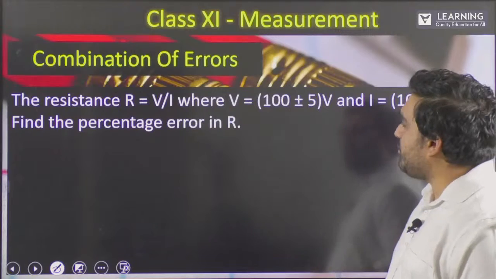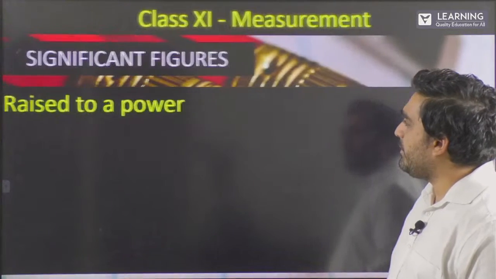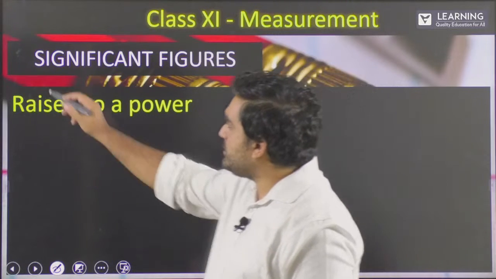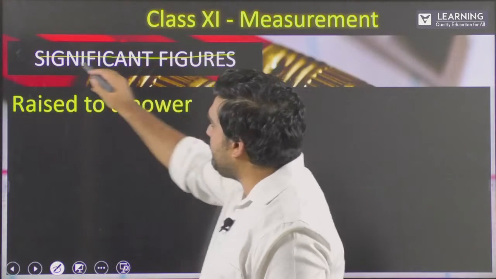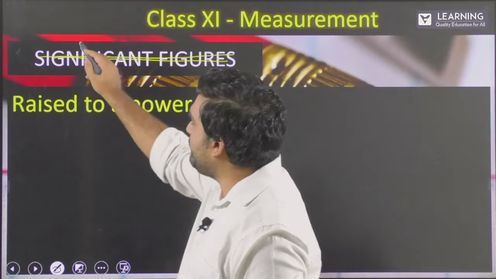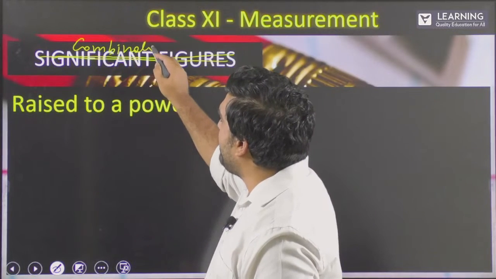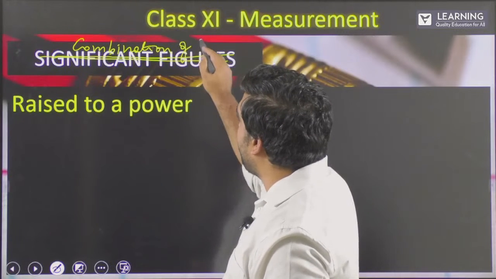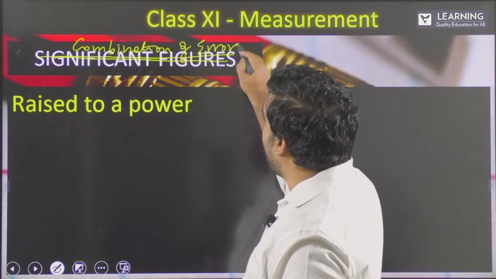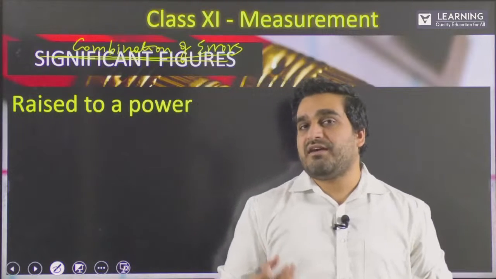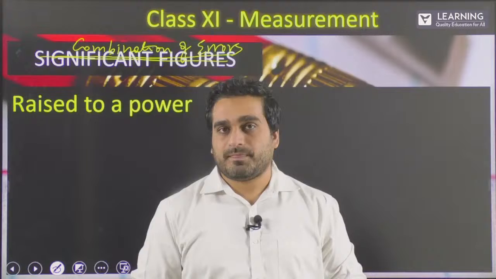This is the same question. Moving on. It's not significant figures. One sec, we have not yet entered into significant figures. This is still combination of errors. What about errors which are raised to the power?